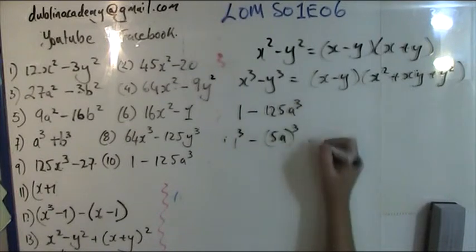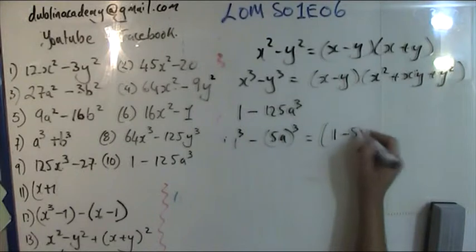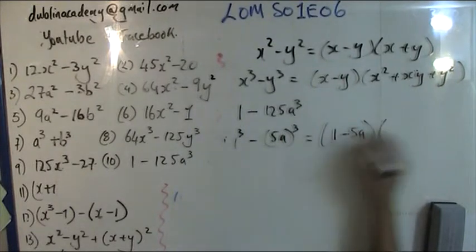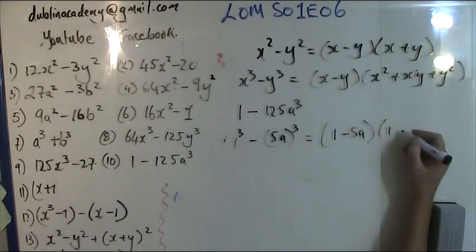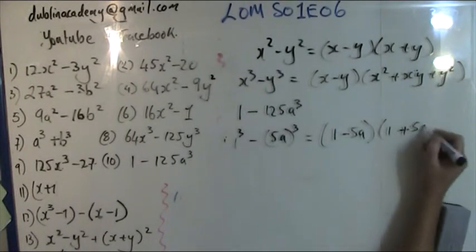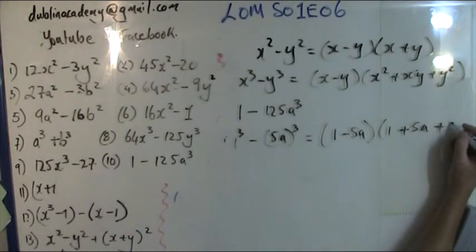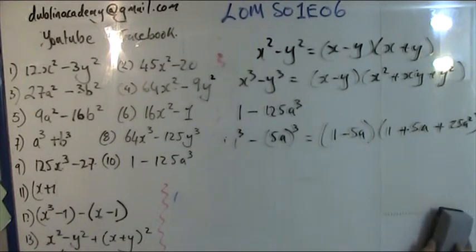And I follow the procedure again. So it's the first minus the second. So it's 1 minus 5a, times the first squared, which is 1 squared, which is 1, plus 5a times 1, which is 5a, plus y squared, which is 5a to be squared, which is 25a squared. And that's the answer to that.